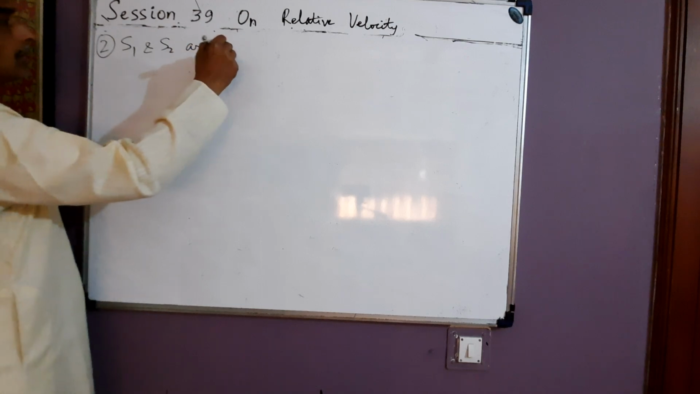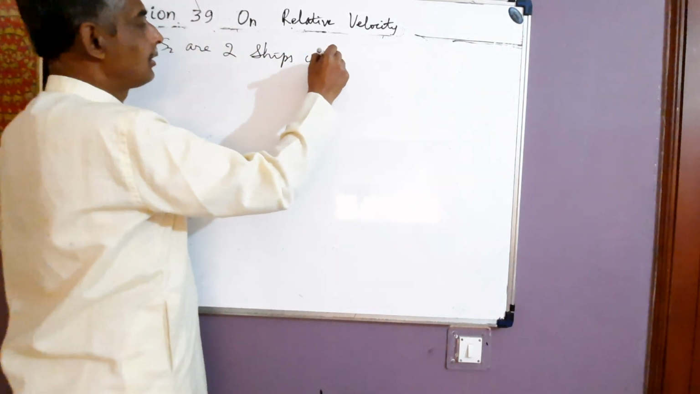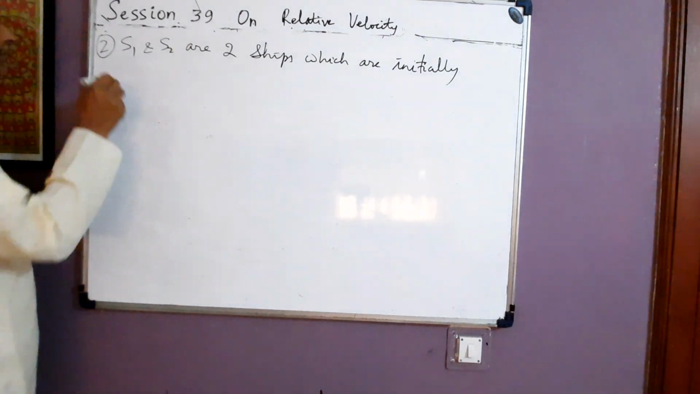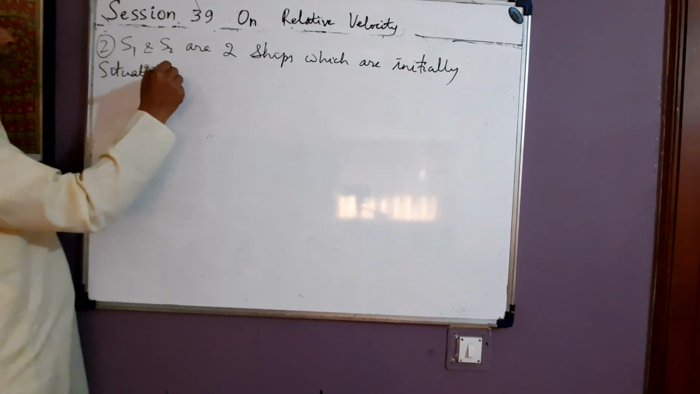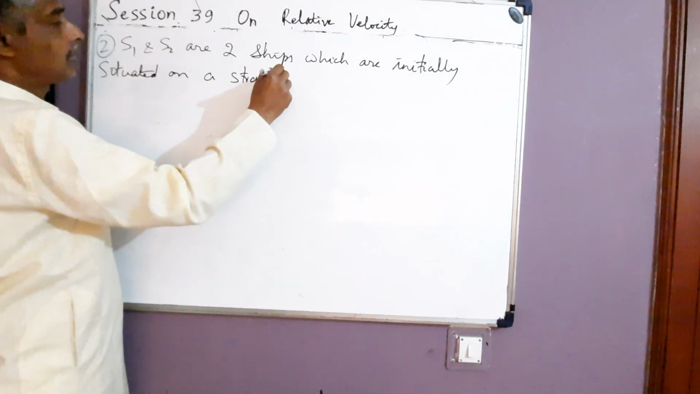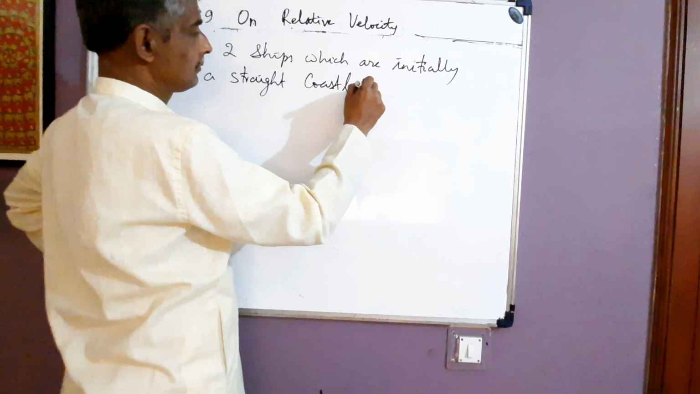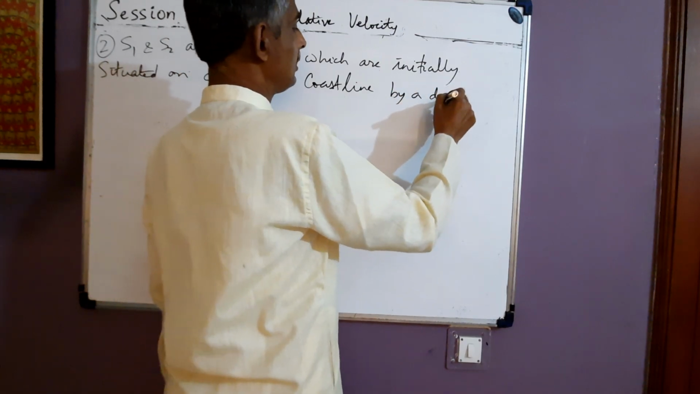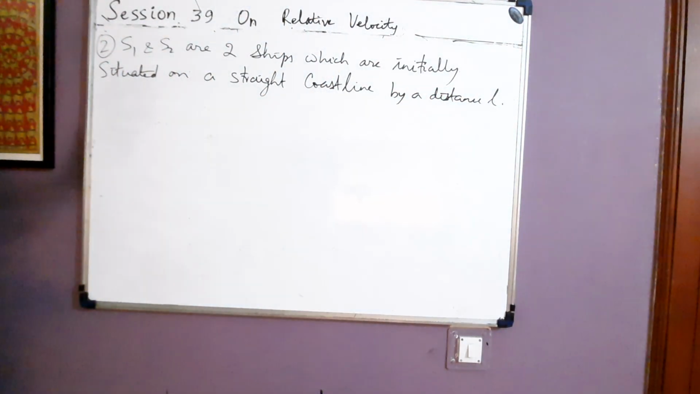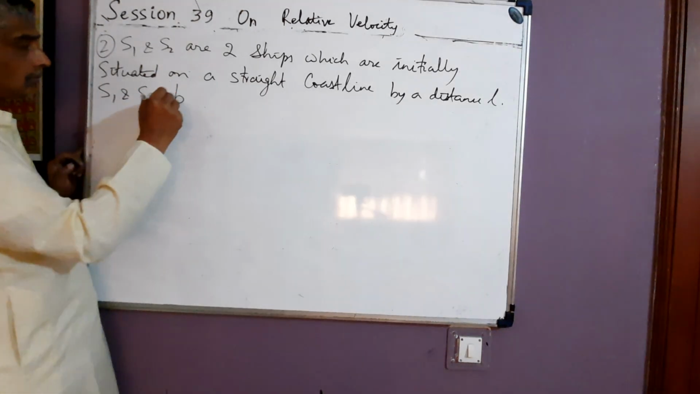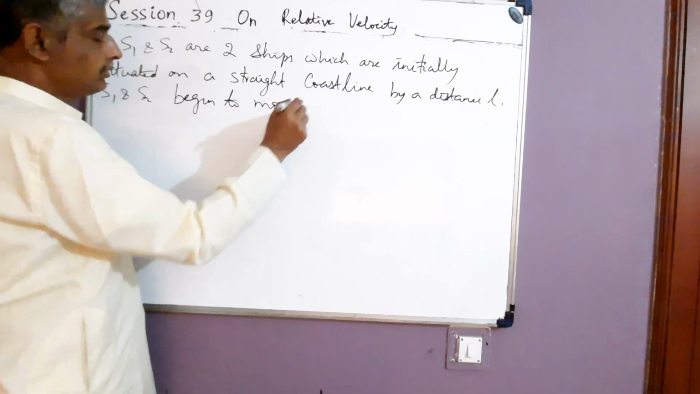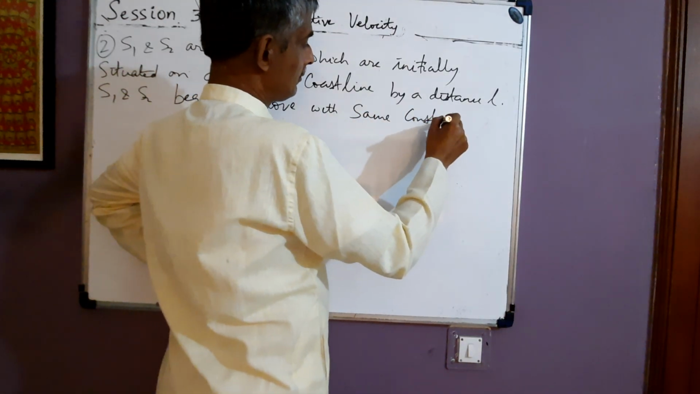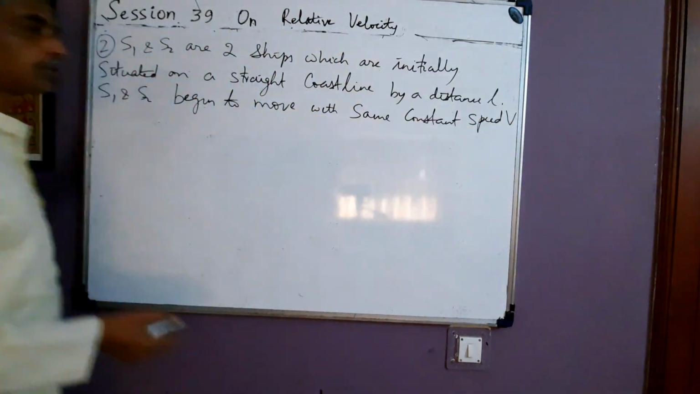S1 and S2 are two ships which are initially situated on a straight coastline by a distance L. S1 and S2 begin to move with same constant speed v. With same constant speed what? V.